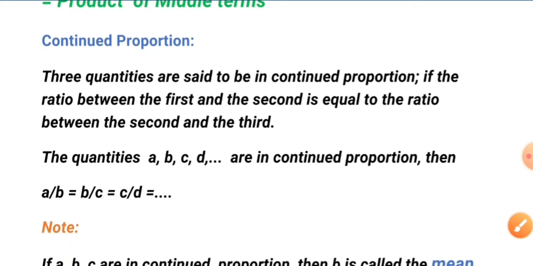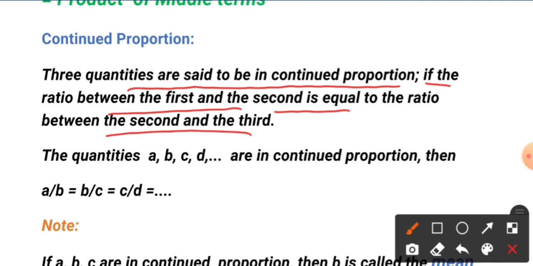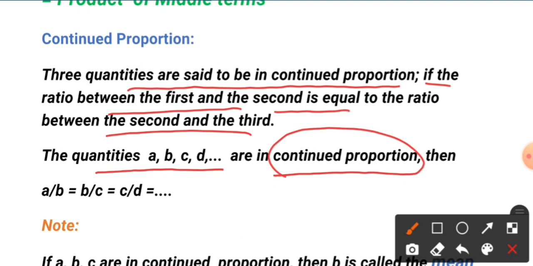Now next one is continued proportion. You can see over there, continued proportion: three quantities are said to be in continued proportion if the ratio between the first and second is equal to the ratio between second and third. For better understanding, suppose A, B, C, D, E, F and so on are in continued proportion. That means you can write A by B equals B by C equals C by D and so on.